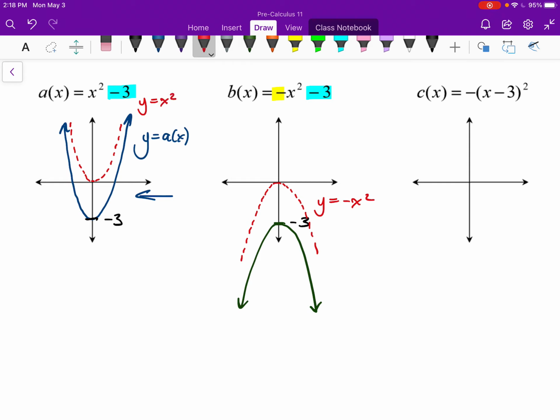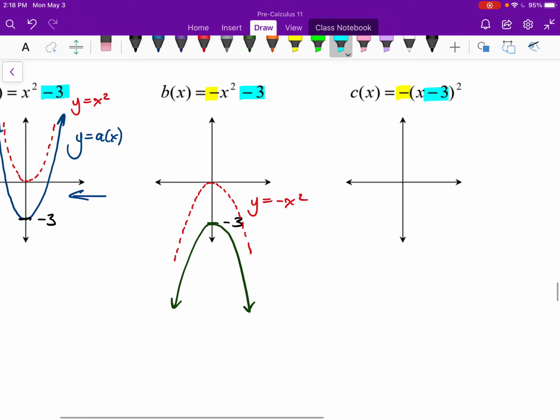And lastly here, I have negative x minus 3 squared. This time the minus 3 is being squared as well. It's not after the power of 2. So here again, I want to visualize x squared flipped over. But then when I subtract 3 before I square it, that's going to move it 3 to the right. So I want to imagine this being moved 3 to the right, so it's going to look something like this.